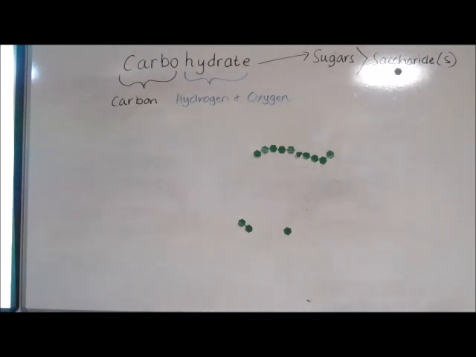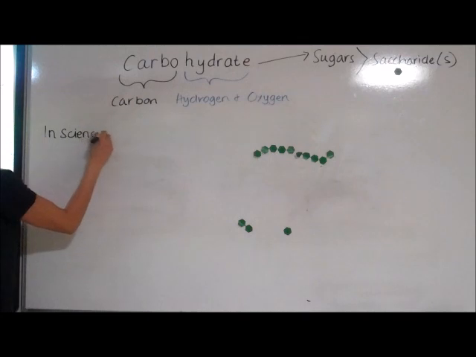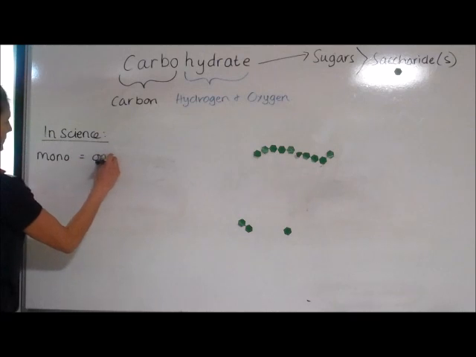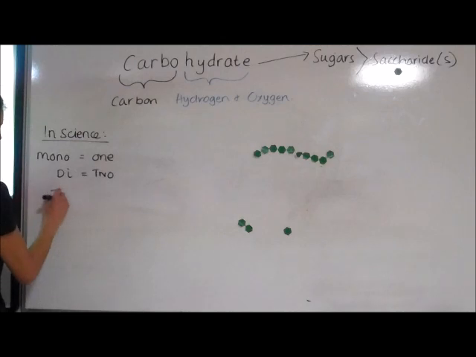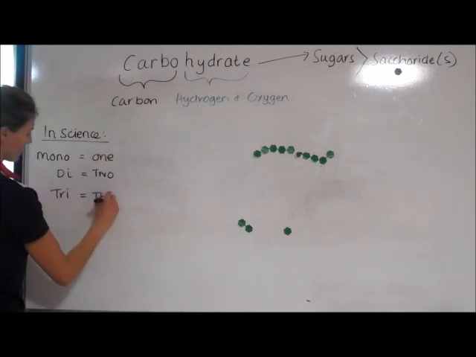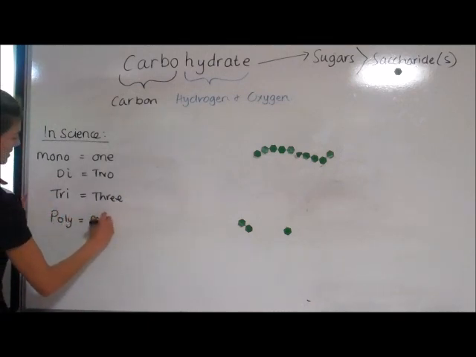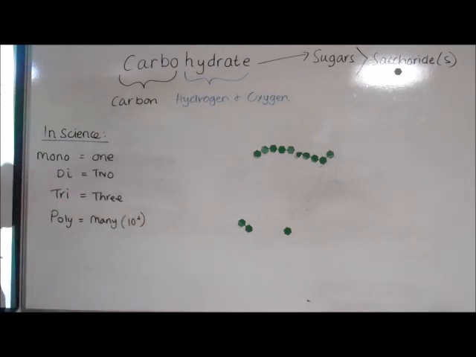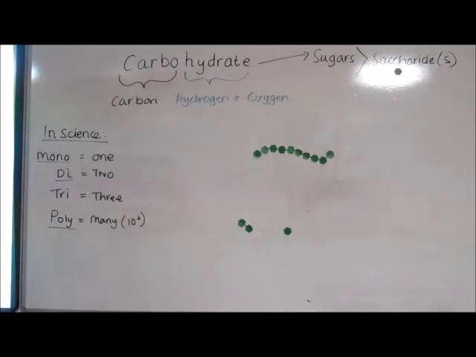In science, the term mono means one. The term di means two, tri is three, and poly is many, or 10 plus. So if we take this terminology, mono, di, and poly, we can look at the structure of our carbohydrates in a little more detail.